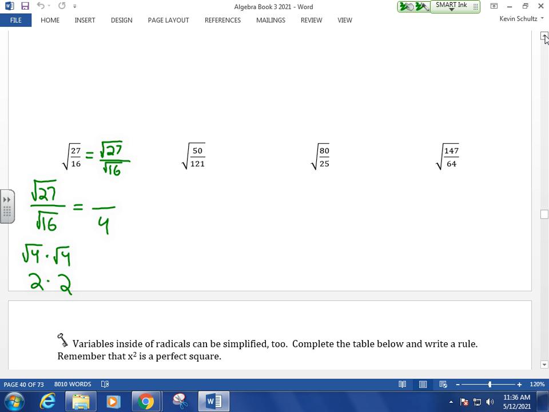And then we actually just simplified the root of 27 in our last one. That ends up being root 9 times root 3, or 3 root 3 over 4, and that would be our final answer.